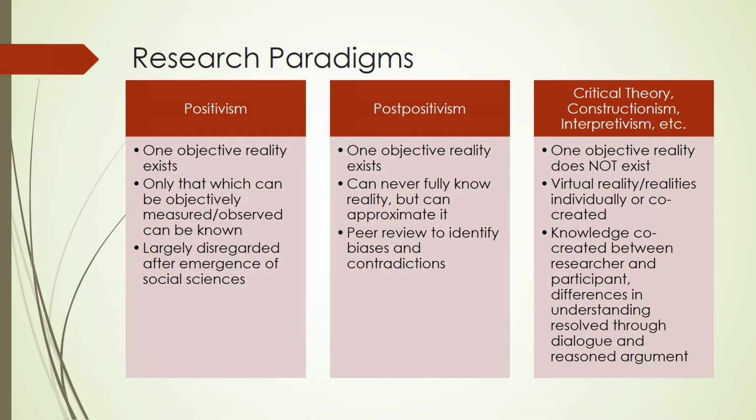So that led to the transition to post-positivism, which is this idea that there is one objective reality, but we can never fully know this reality because it's so complex, and a lot of things you can't quantify them. There's no good measure. But we can try to approximate it, and through this process of peer review, we can try and identify these biases and contradictions and come closer to this understanding of what is this objective truth.